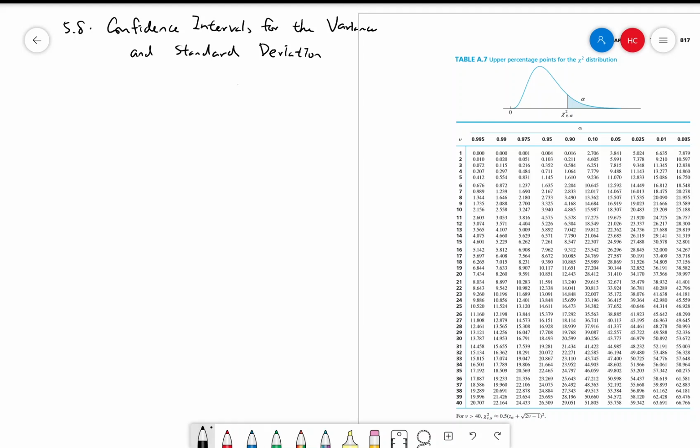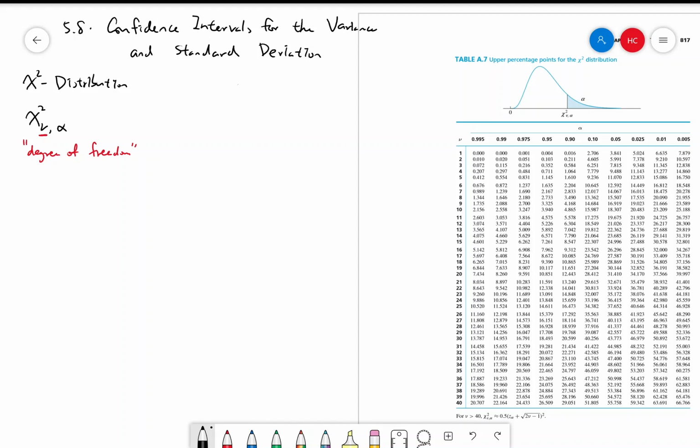All right, so this is on section 5.8, which is on confidence intervals for the variance and standard deviation. Before we do that, let's first introduce the chi-square distribution. It takes two parameters, nu and alpha. Same with t, nu stands for degrees of freedom, so it's the same as the student's t distribution.